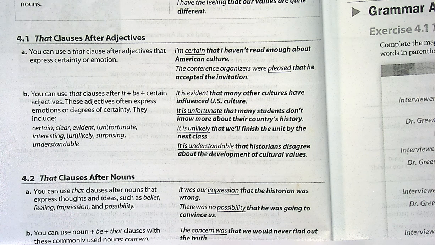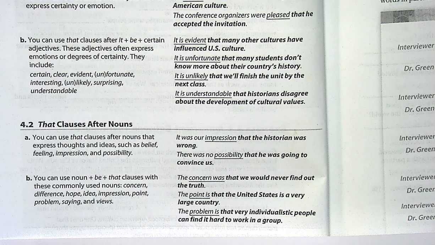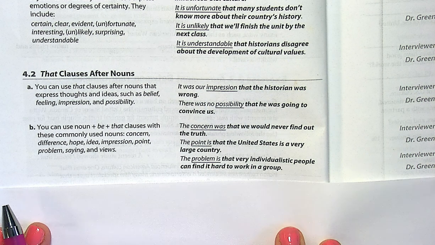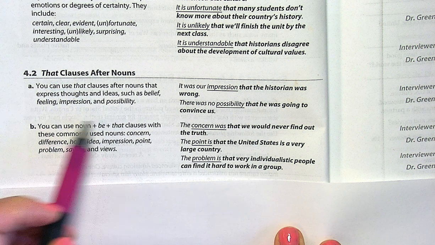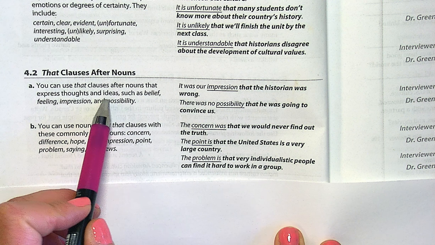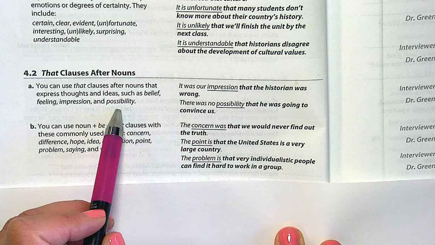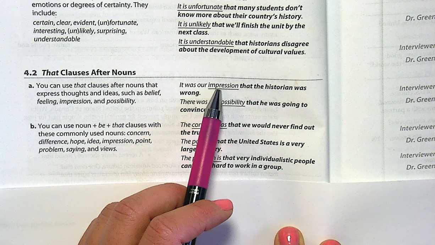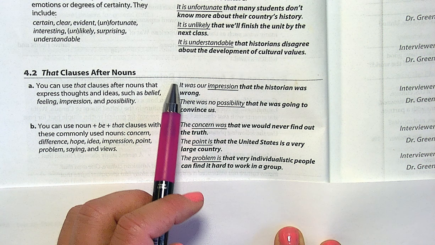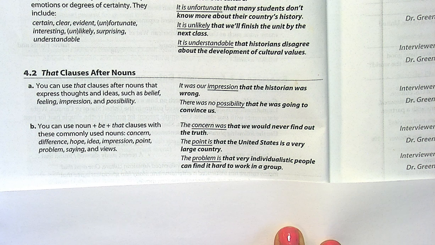If we look at 4.2, you can use that clauses after nouns that express thoughts and ideas, such as belief, feeling, impression, and possibility. "It was our impression that" means "I think that." Again, this is another way to say something without saying "I."